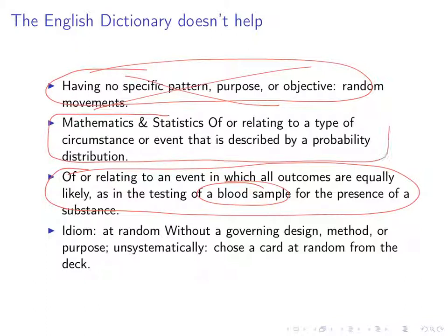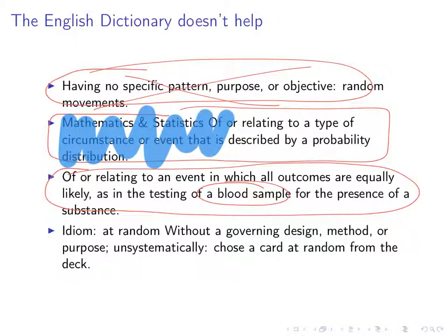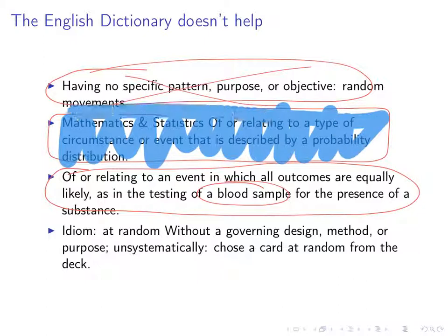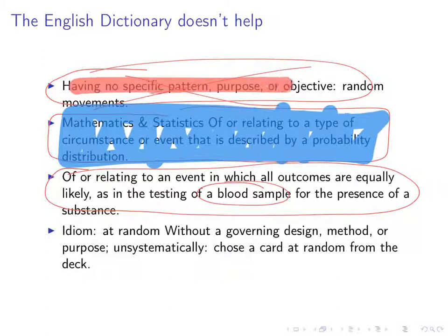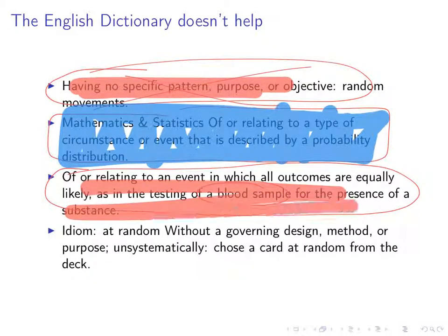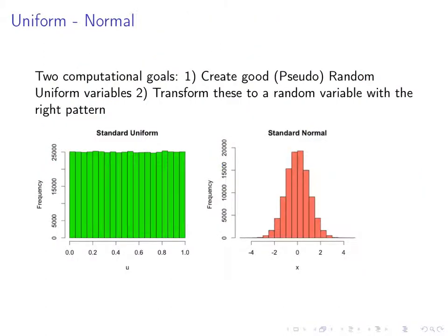So we need to be really careful here. Our definition of random is going to be given by this definition here: an event that is described by a probability distribution. Rather a circular definition, but we have to remember we're working with a very precise definition of random, and we really do need to be careful to ignore some of the definitions we find in the dictionary.